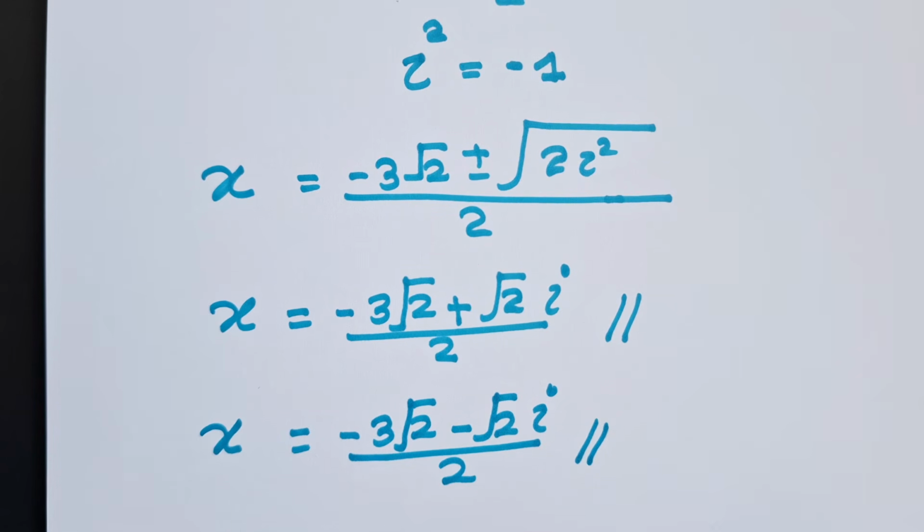So we have 4 solutions for our problem because our problem is a 4th degree polynomial equation, so it may have 4 solutions. 2 of them are real solutions and the other 2 are complex solutions.